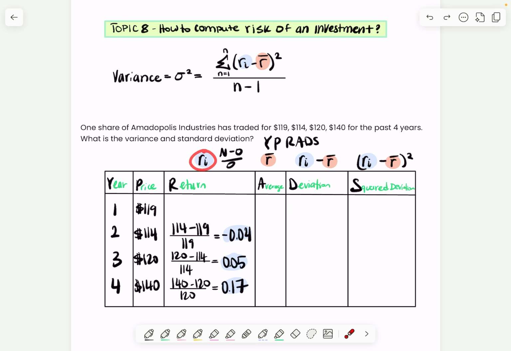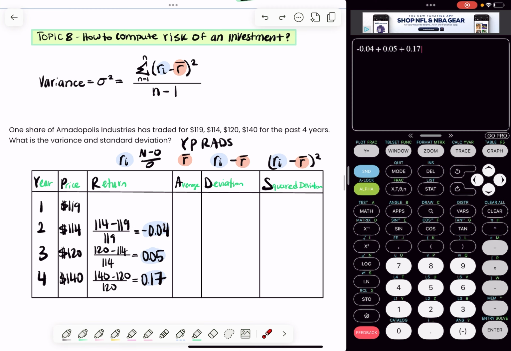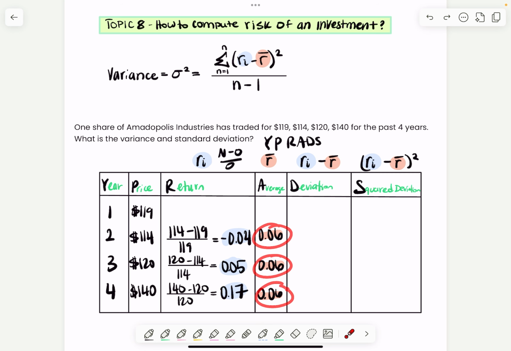Great. Now we have all of our returns, and we have to subtract the average return, but we actually have to find what is the average return. Well, we just take all of these, we add them up, and then divide by however many there are. So if we take their sum and then divide by however many there are, which is 3, we get 0.06. So that is the average return.